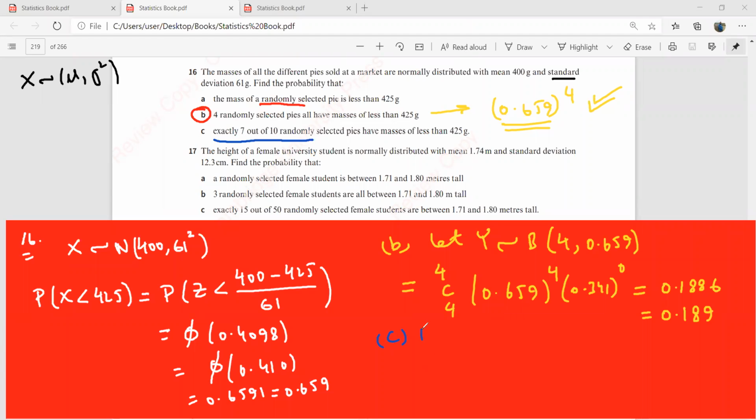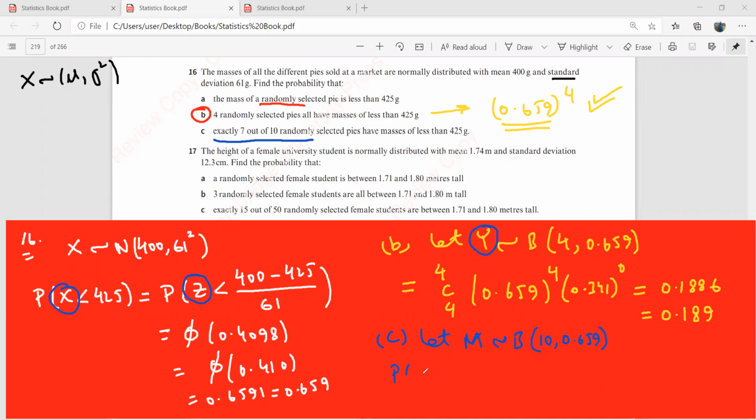So we would say, let M be binomial. I don't want to use Z here because Z has already been used, X is used here, Y is used. Just use any other letter, so I'm just using M. M is binomially distributed with 10 as n. And he says less than, still less than. Sometimes he makes a trick here and uses greater than rather than less than, so be very careful with the statement. Our probability of success is still the same, 0.659. He says exactly 7 out of 10.